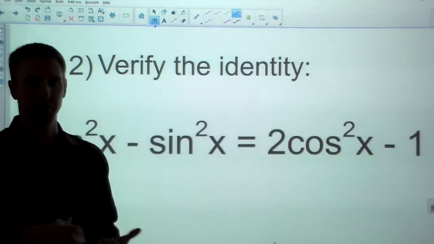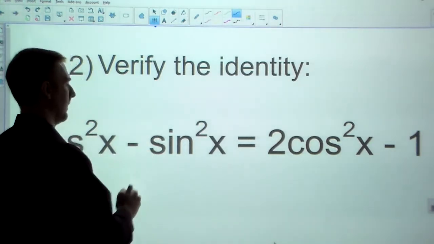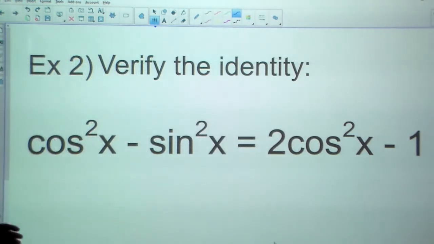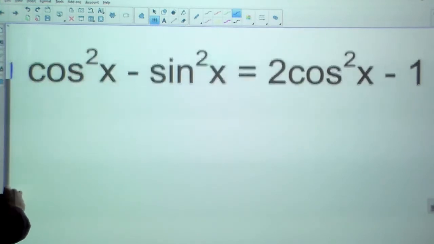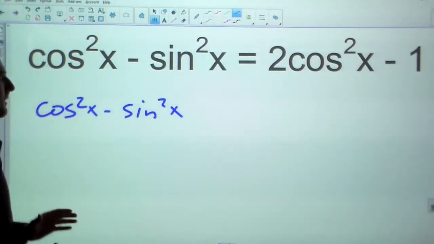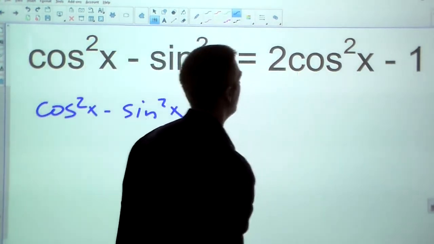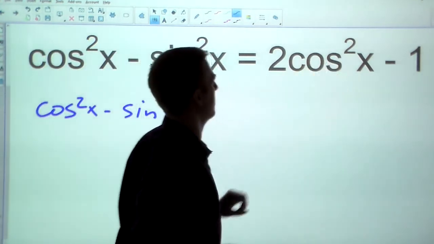Final example for the day is a verification. Remember, verification, you pick one side and work it out until it becomes the other. And you can pick either side you want here. But I'm going to go ahead and go with the left-hand side. It's completely up to you when you get to a verification how you want to go. Now, I'm not going to write this as an equation because I'm just taking this side and I'm going to simplify until it turns into that. I just want to show that this can be derived into the other side.